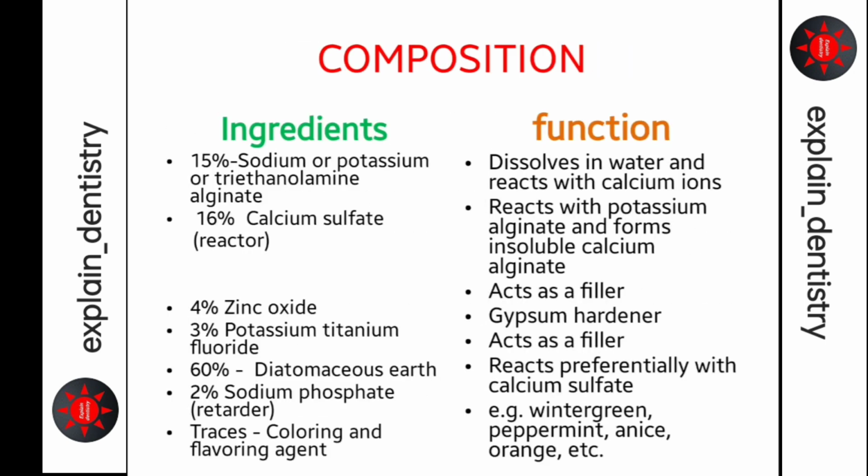Then the third is 4% zinc oxide. It acts as a filler. Then 3% potassium titanium fluoride. It acts as a gypsum hardener. Then 60% diatomaceous earth, which acts as a filler. Then 2% sodium phosphate, which is a retarder that reacts preferentially with calcium sulfate. And then traces, which are coloring and flavoring agents, that is wintergreen, peppermint, anise and orange, etc.